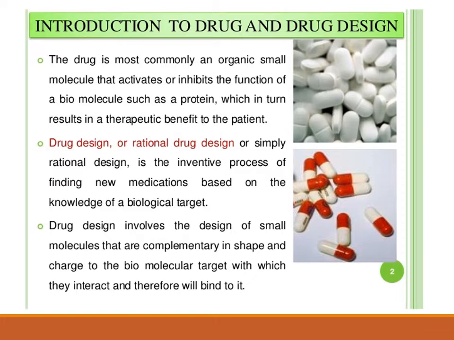The meaning of activate or inhibit is that sometimes our system is suppressed and there is a need to activate the system. Sometimes the system is overexpressed and we need to inhibit the function. This is called activating or inhibiting the function of biomolecules. Biomolecules are proteins. In our body, a lot of proteins are present in the form of enzymes. Enzymes are protein in nature. Thousands of enzymes are present in the body.